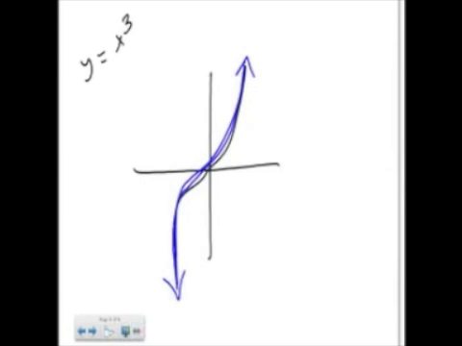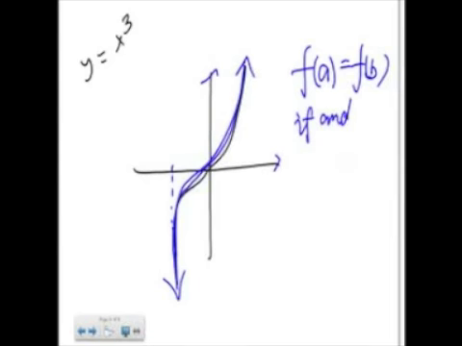The function is y equal to x cubed, and you could see from this graph here, this is one-to-one because for every a and b in the domain, we cannot get f of a equal to f of b if and only if a equals b. So as long as they have different values in the domain, they will have different values in the codomain.